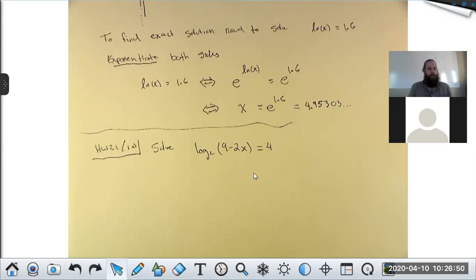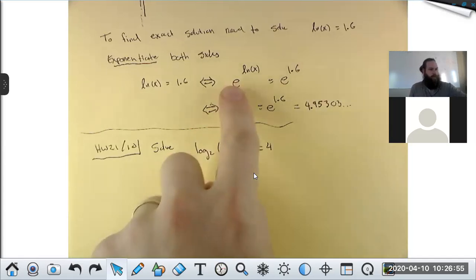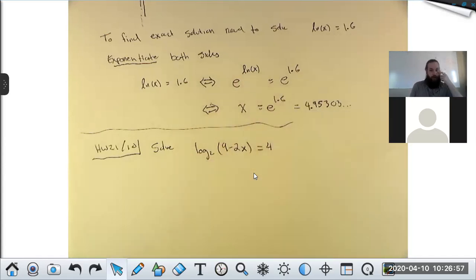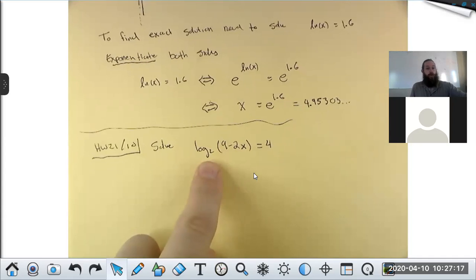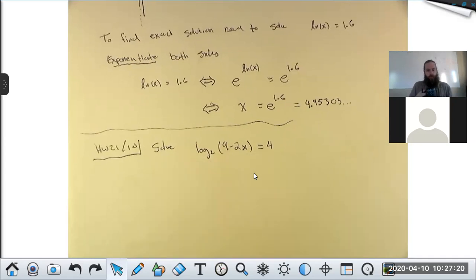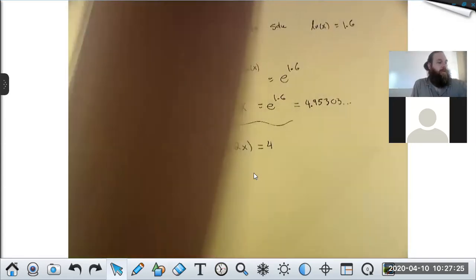The trick, just like the last one, where we went from ln x equals 1.6 to e to the ln x equals e to the 1.6, is going to be the same trick that we need here. To undo a logarithm, we need to exponentiate on both sides using whatever the base of that logarithm is. The base of the ln from the previous problem is e, so I exponentiated base e on both sides. The base of this logarithm is 2, so I'm going to exponentiate base 2 on both sides. This is our new operation for solving logarithmic equations.